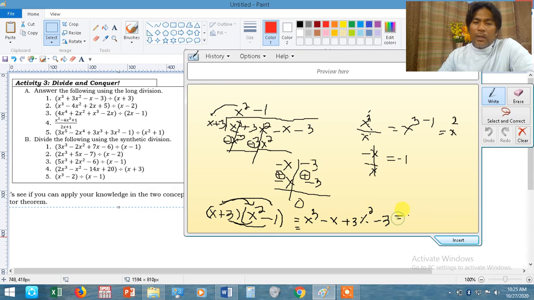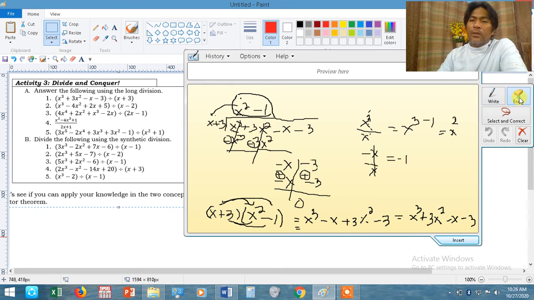So we have x cubed. X cubed will be retained because x squared and x cubed cannot be added since they are different. They are not the same exponent. Then next one is 3x squared, following the exponent. Then x, since we have no common, minus 3, which is the same as the given. So the answer of this is x minus 2.